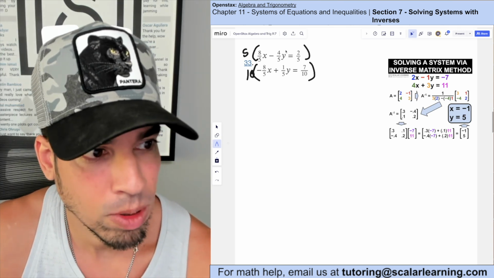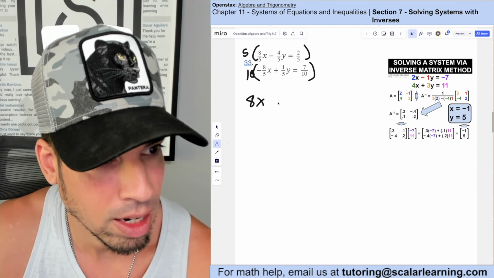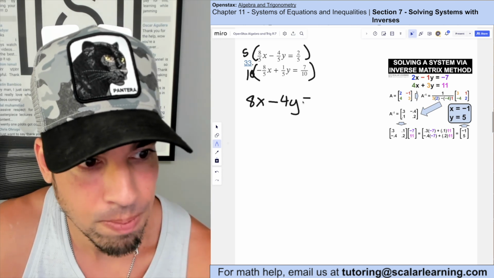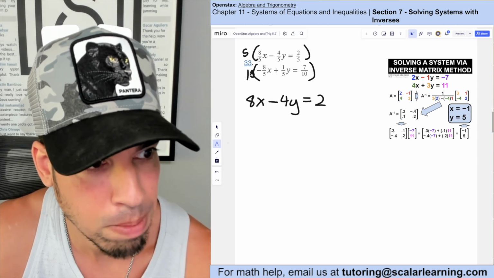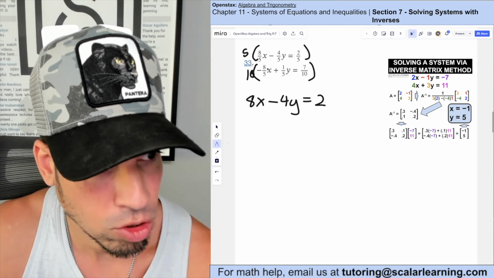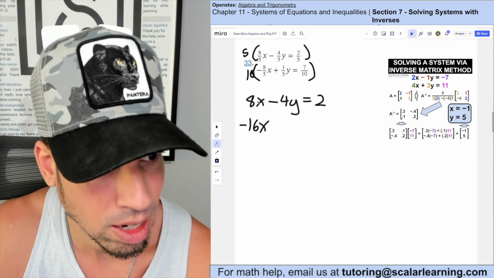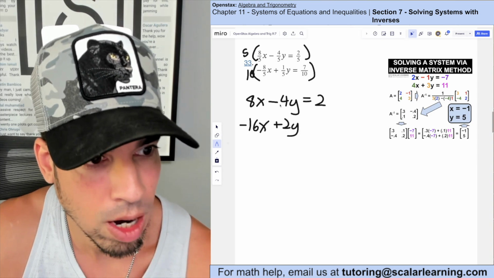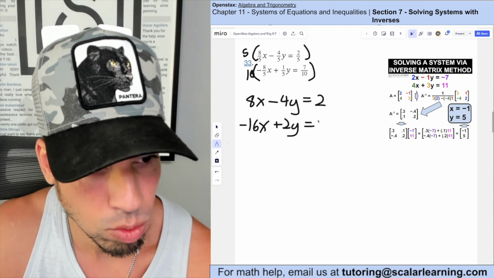So for the top one, multiply everything by 5, we get 8x minus 4y is equal to 2. On the bottom times 10, we get 10 divided by 5 is 2 times -8 is -16x. Then we get plus 2y, and then 10 times 7/10 equals 7.